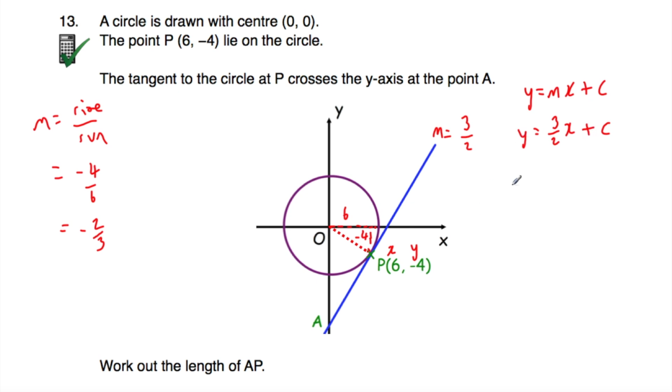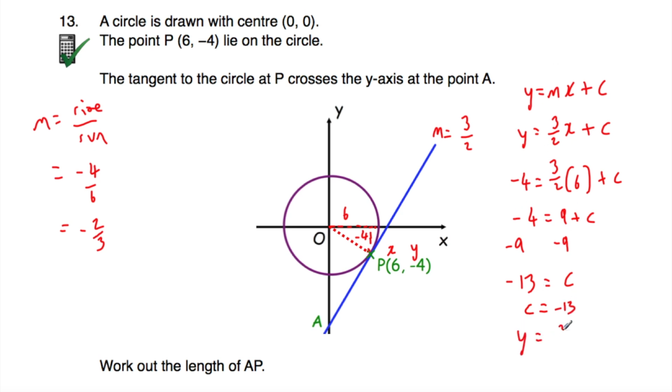So y, that's -4, is equal to 3/2 multiplied by 6 and then plus c. That's a calculator question, and if you do 3/2 times 6, you get 9. So we're going to have -4 is equal to 9 plus c. And now let's take away 9 from both sides. -4 take away 9 will be -13, and on the right hand side we'll be left with c. So c is equal to -13. So that means the equation of the tangent is y equals 3/2 x minus 13. Now this is fantastic because this -13, that's the y-intercept for the tangent, so that's here. So that means the coordinates of the point A will be 0, -13.